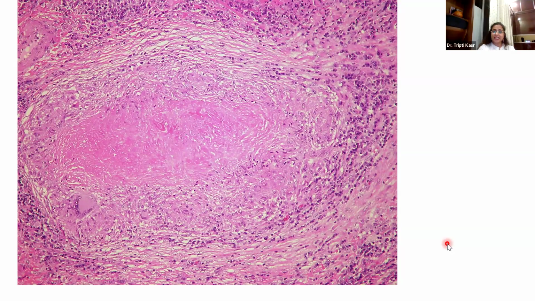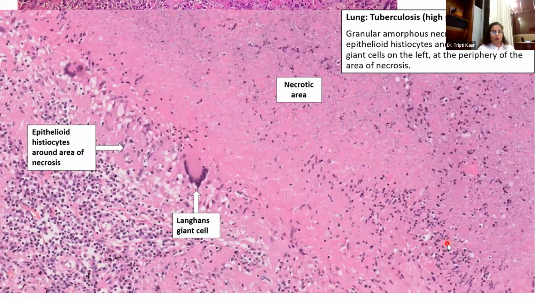So in your special stain section, don't restrict yourself to only ZN stains, because it is possible that ZN stain will come out to be negative, and then PAS, GMS will actually help you fetch marks in this. Okay, so this is a tuberculous granuloma. We know what it is. I'm not going into the details of it.